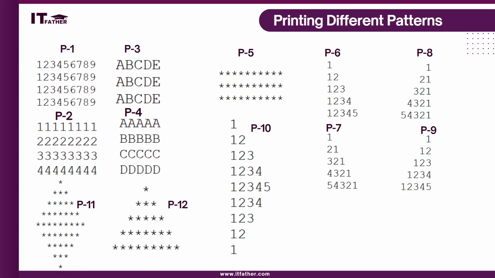Please understand that the outer loop is always running for rows. If the outer loop is running, it means it is working for rows, and the inner loop works for columns. In this pattern, how many rows are there? Row number 1 2 3 4, 4 rows are there. It means the outer loop will go 4 times. And how many values are there? 1 2 3 4 5 6 7 8 9. It means the inner loop will go 9 times.